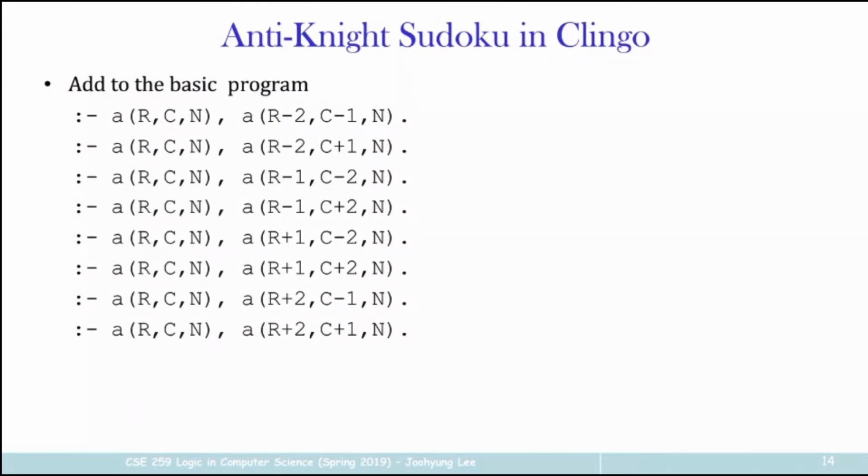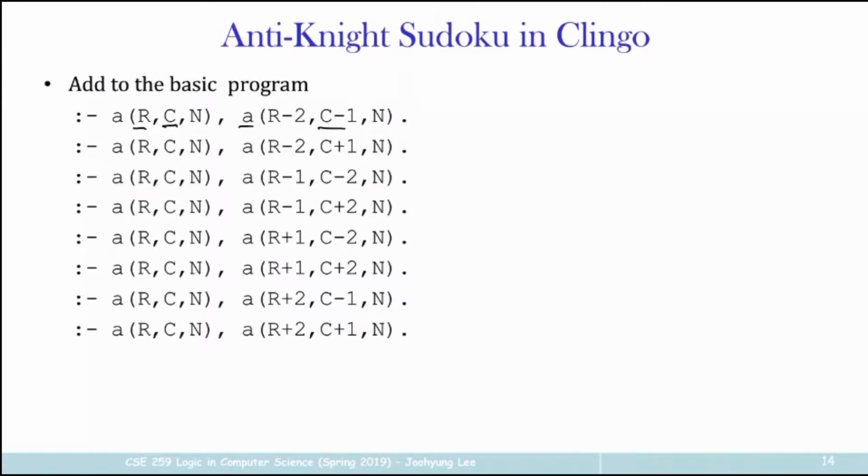Well, the idea is, let's do some silly way first. And then I'll ask you some quiz. Okay? So here's the base program. What we say here is, let's say we have R and C has number n. And then R minus 2 and C minus 1, that's another position which is in the knight move, right? And they also have the same number n, then this violates the constraint, right?